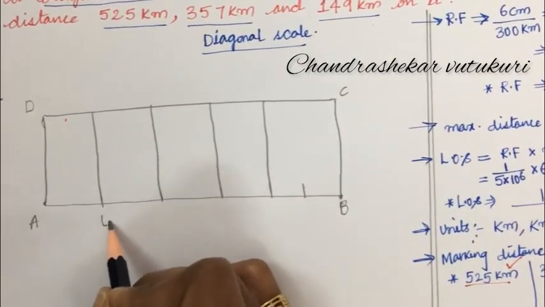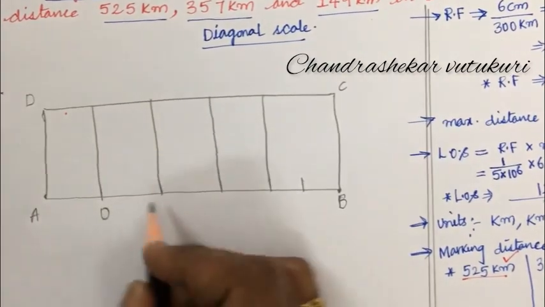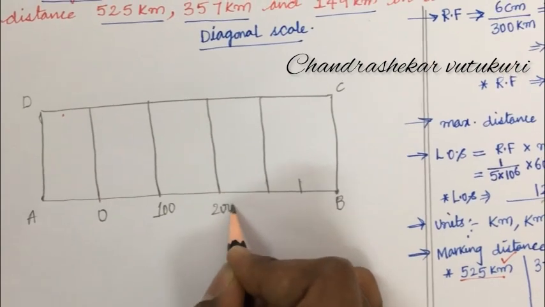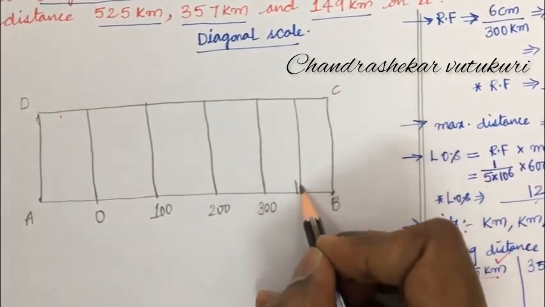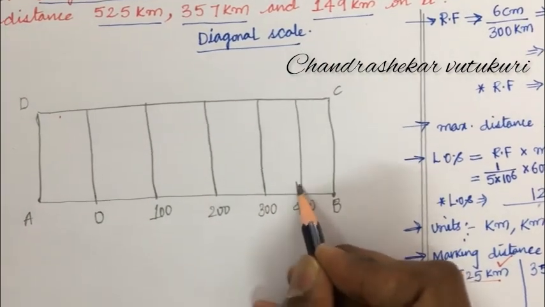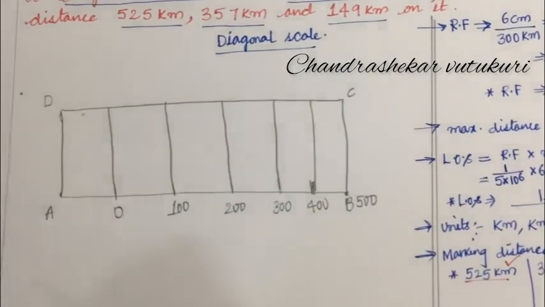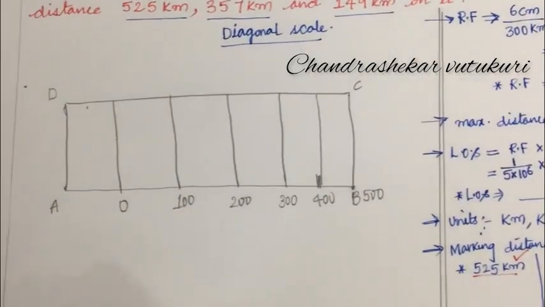So, this is 0, as I told that we need to mark 0 to the right of A, the first division. So, this is 100 kilometer, 200 kilometer, 300 kilometer and 400 kilometer, and finally this B is nothing but 500 kilometer, and later this box is 600 kilometer. Getting, dear students?